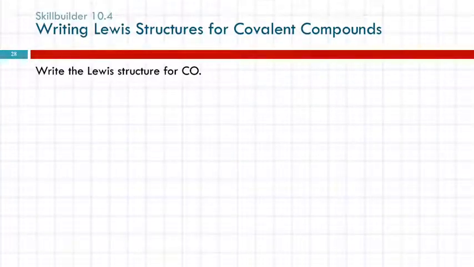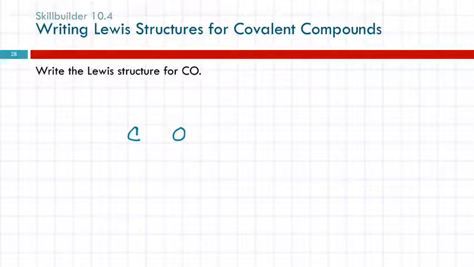So let's do some examples. Let's write the Lewis structure for carbon monoxide, CO. So the first step is a skeletal structure. Well, this one's pretty easy. There's a carbon and an oxygen. They're going to have to be bonded to each other, next to each other. So I'm going to put the carbon here and the oxygen over there.